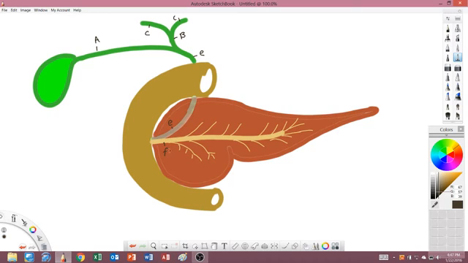How about C? Left hepatic duct because it's towards the pancreas. Oh, that's two C's. Wow. Okay, let's just get you guys correct. Make this D. C, right hepatic duct. D, left hepatic duct.